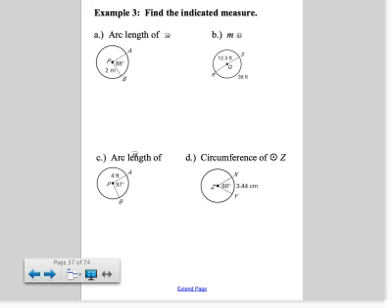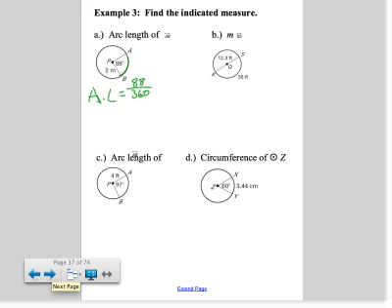So part A here says find the arc length of AB. Depending on which way you want to do this, I'll set it up two different ways here. Arc length equals arc measure. So here's AB. The measure of arc AB is 88, so 88 over 360. In other words, what percent of the entire circle are we looking at?